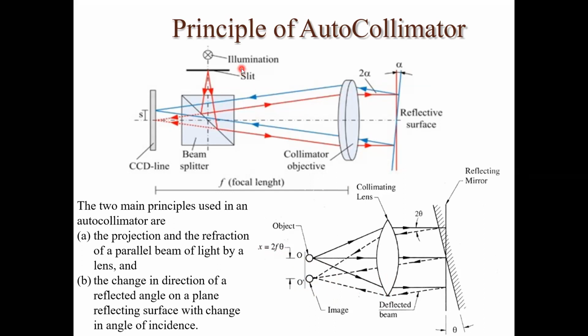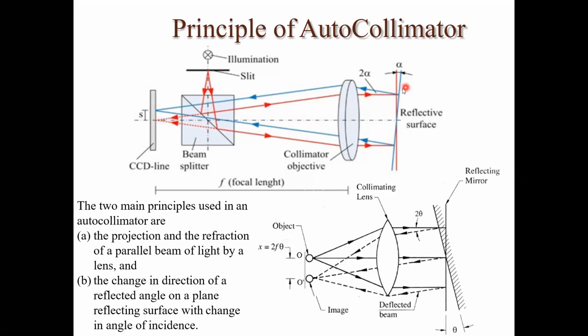Here different components are there. This is the source of light. This is the slit having a narrow passage. Through the narrow passage, the light ray reaches the beam splitter. The beam splitter changes the direction and diverts it towards the collimating lens. From this collimating lens, a parallel beam of light rays is incident on the reflective surface. If the reflective surface is perpendicular to the axis of the lens, the beam of light comes back in the same path and occupies this position here.